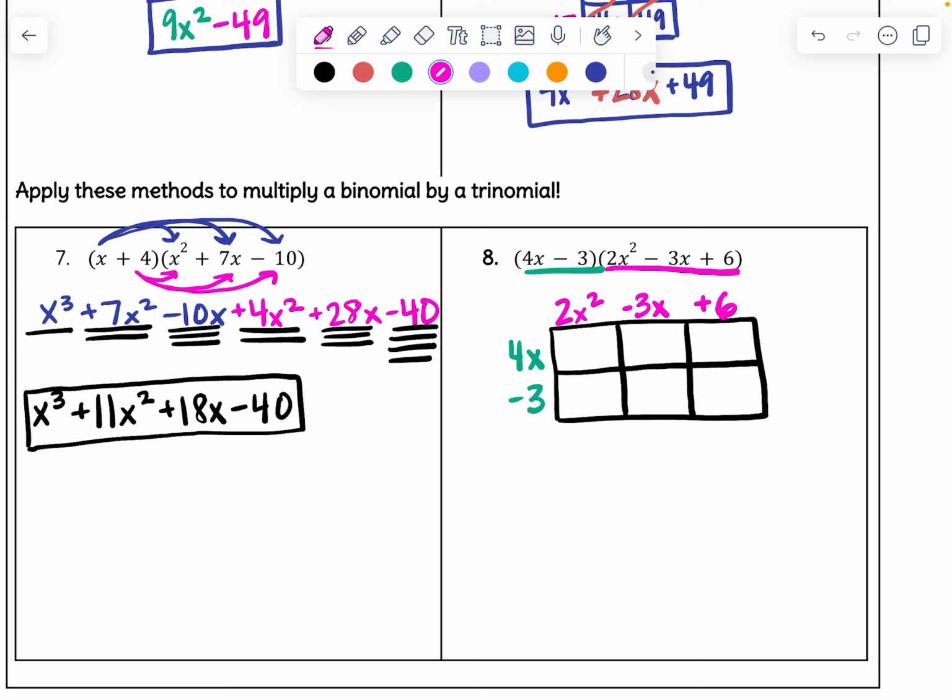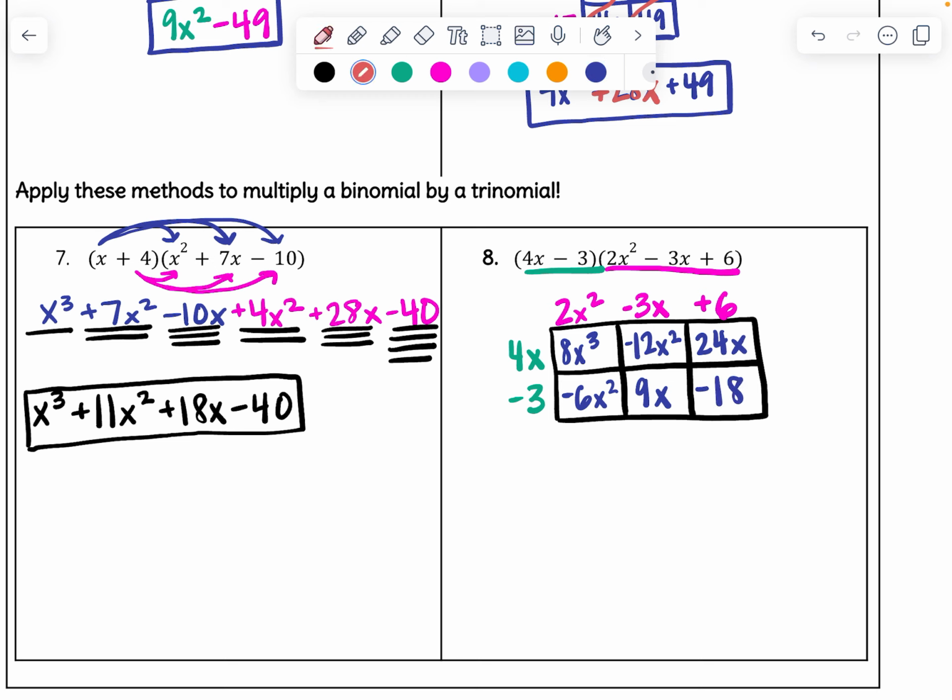Now, same thing, you're going to multiply where these terms meet in that box. So 2x squared times 4x is 8x cubed. 4x times negative 3x is negative 12x squared. And 4x times 6 is 24x. 2x squared times negative 3 is negative 6x squared. Negative 3 times negative 3x is positive 9x. And negative 3 times 6 is negative 18.